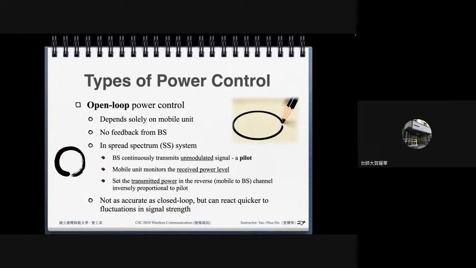This has to do with the quick fluctuation of the signal strength, because we move all the time, right?